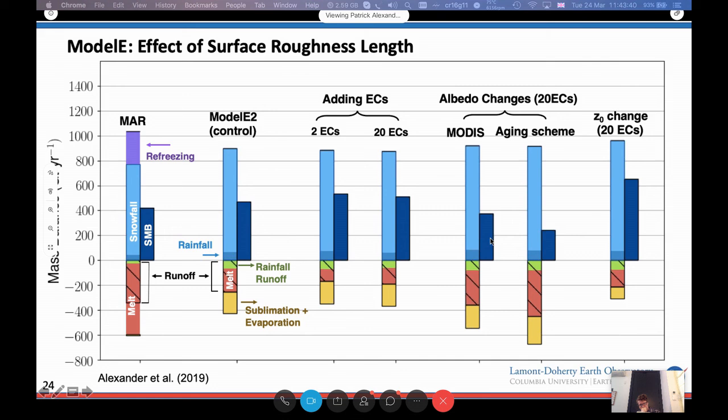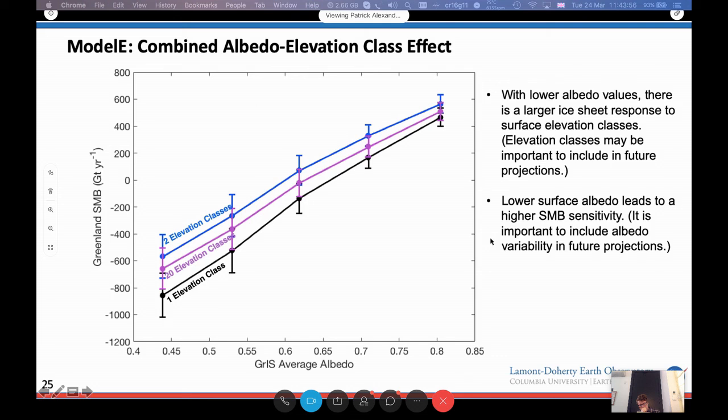So now going back to elevation classes and albedo, we just did some experiments where we vary the fixed albedo over the ice sheet, and we have different numbers of elevation classes. So obviously, if you decrease the surface albedo, the surface mass balance goes down quite a bit, but the pattern sort of changes depending on the number of elevation classes that we have.